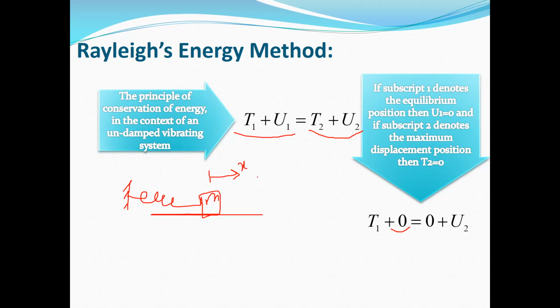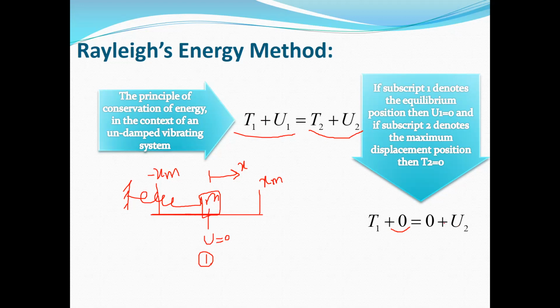If we assume that this mass M will come to, for example, here, which we call XM, the maximum X, we know that this mass will come to point XM, go back to its equilibrium position, and again go to a negative value, minus XM, moving between minus XM and positive XM. So in this system, position 1 is considered when the potential energy is 0. Here, at the equilibrium position, U is equal to 0 because the spring is at its equilibrium position. So this is position 1.